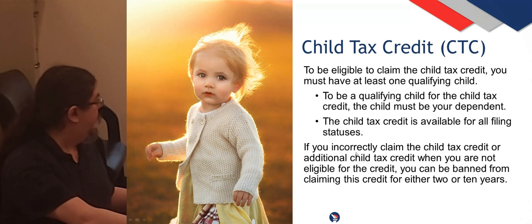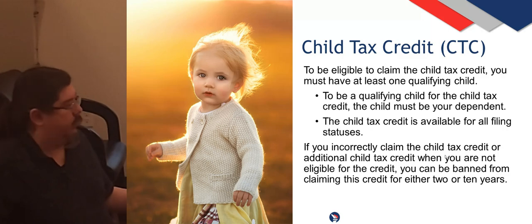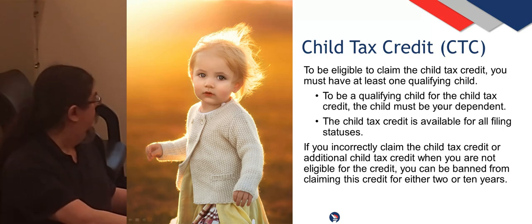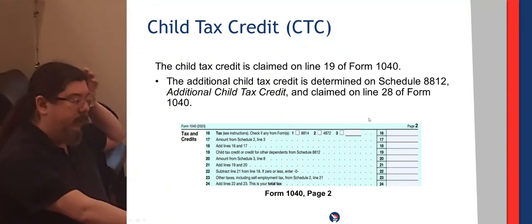Like many credits, if you incorrectly claim the child tax credit or additional child tax credit, and if you turn out to be ineligible for that, then the IRS can ban you from taking this credit for either 2 or 10 years, depending on whether they thought it was merely willful, which would be 2 years, like you knew you weren't supposed to take it, but you took it anyway, or fraudulent, like you're claiming kids that aren't even related to you. You bought their social security numbers on the dark web and thought you could get away with it.